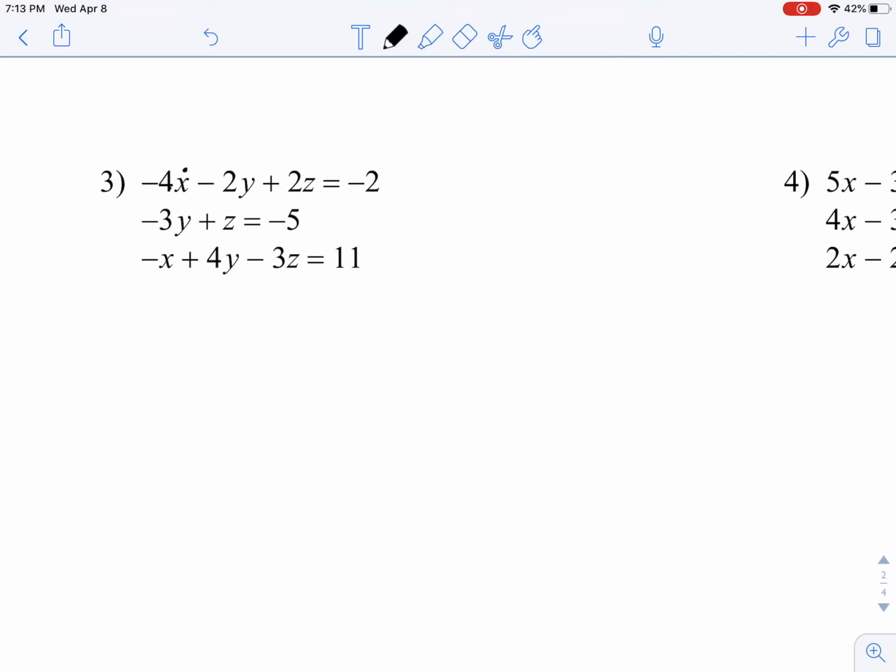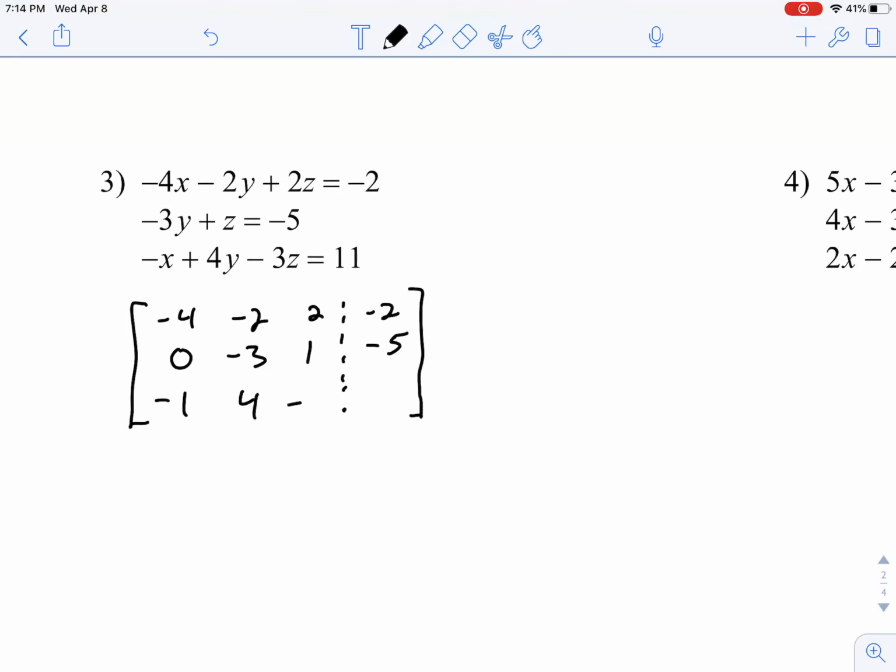Okay, x, y, z. The second equation is missing an x term. They line it up as though everything were fine, but it's not all fine. So this is going to be negative 4, negative 2, 2, dotted line, negative 2. I think that bracket should probably be a little bit bigger. The next row is 0, negative 3, 1, negative 5. And the next row, negative 1, 4, negative 3, 11. So there's our augmented matrix, realizing that there was some funny business in that second row.